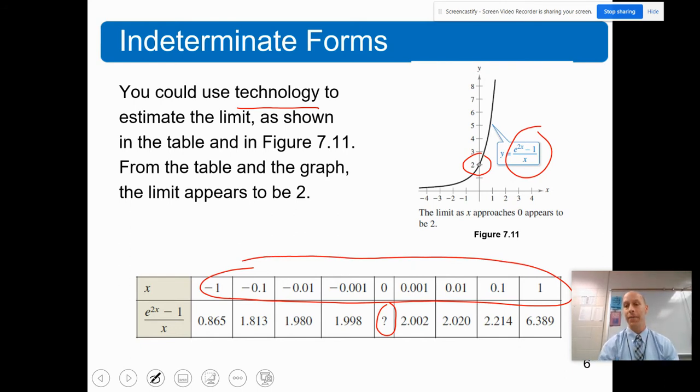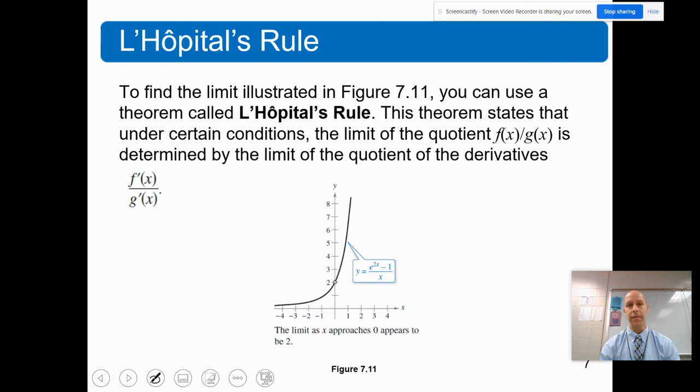That is indeed the limit. But how are we going to get that limit if this was a no calculator part of the test? I could have given you this problem back in chapter 1, but it would have been on the technology part of the test. So that's why we need this thing called L'Hopital's rule.